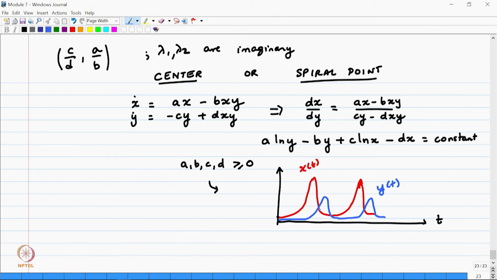once y becomes very low, then x starts increasing, because the bxy term is small, axy term is greater. X starts increasing, and then it goes in this sort of periodic cycles. So what you have is that the population of each of the species shows oscillatory behavior. So oscillatory behavior of population.